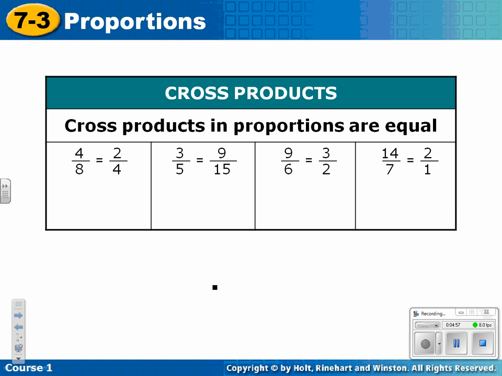My next question for you, what is 4 times 4? Jonathan? 16. What's 8 times 2? 16. 3 times 15? 45. 5 times 9? 45. 6 times 3? 9 times 2?